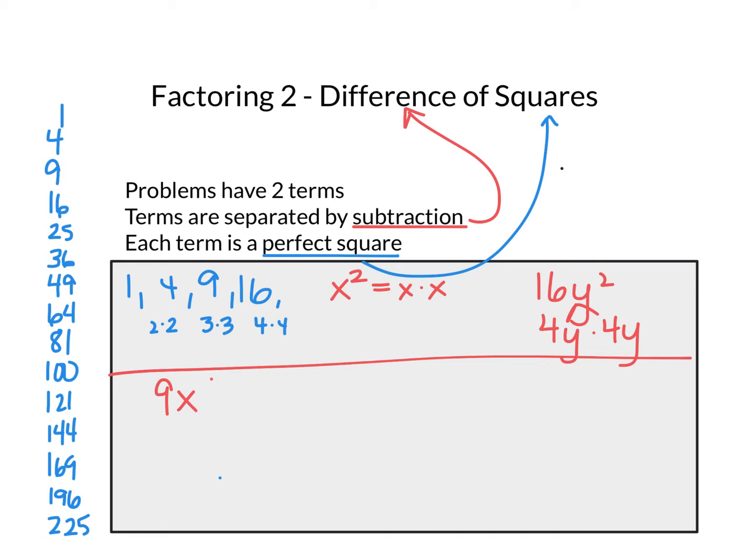9x to the 8th, all right? That can be written as 3x to the 4th times 3x to the 4th. We can also get more complicated by adding more variables. So 16x squared y to the 6th can be written as 4xy to the 3rd times 4xy to the 3rd. All right, so I would have these examples written down because you need to understand what perfect squares are so that we can then work with them.